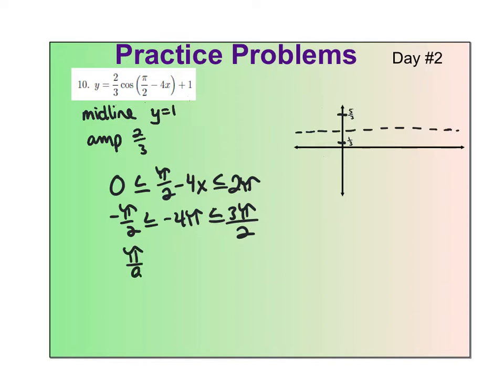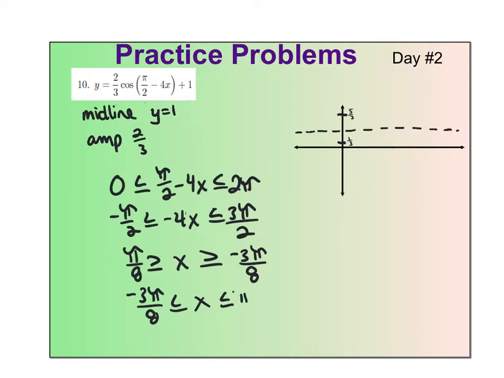So I've got pi over 8 is greater than or equal to, that's not 4 pi. That should be 4x. Is greater than or equal to x is greater than or equal to negative 3 pi over 8. Okay, so that is not written well. So I'm going to rewrite negative 3 pi over 8 is less than or equal to x is less than or equal to pi over 8. Okay, there's your phase shift. It goes left 3 pi over 8. And so I'm going to make this guy just a little bit longer so that I can accommodate that.